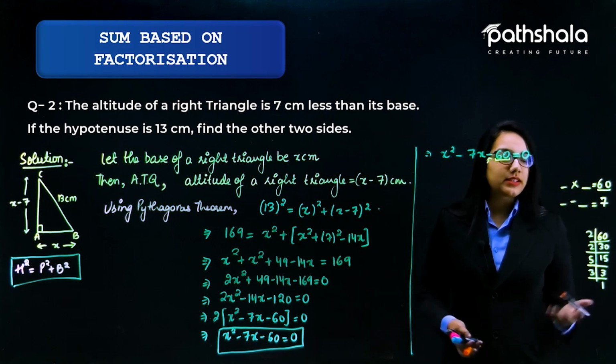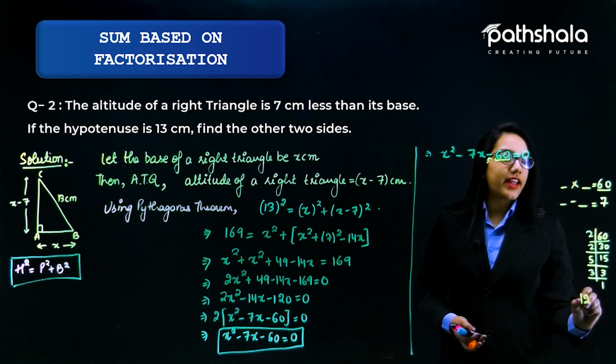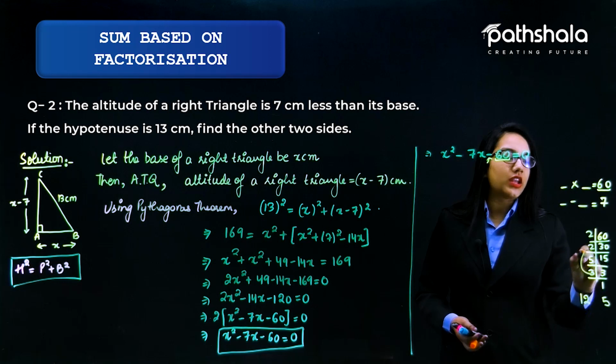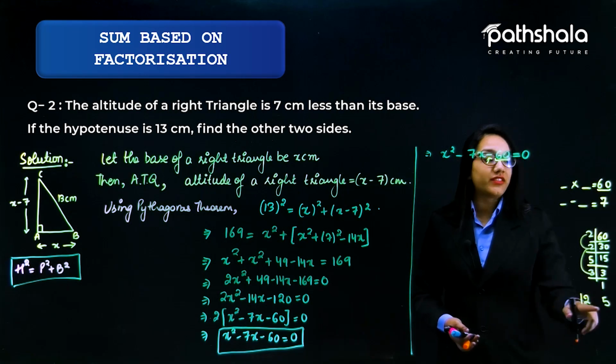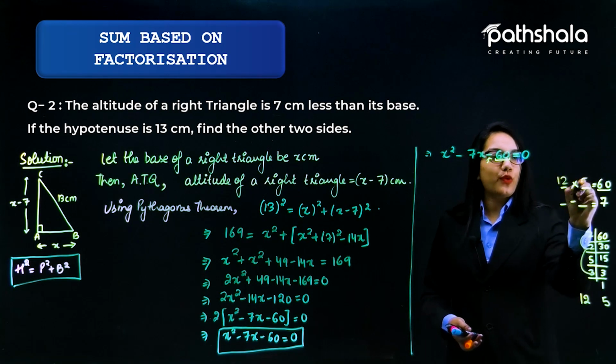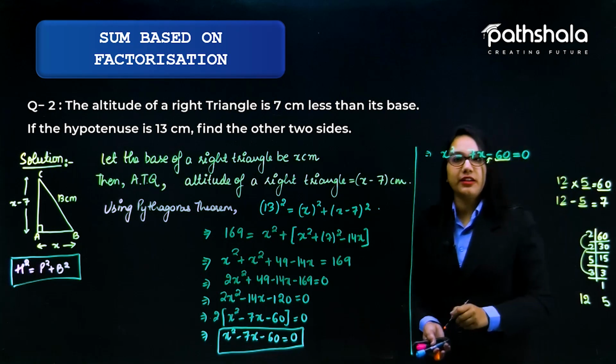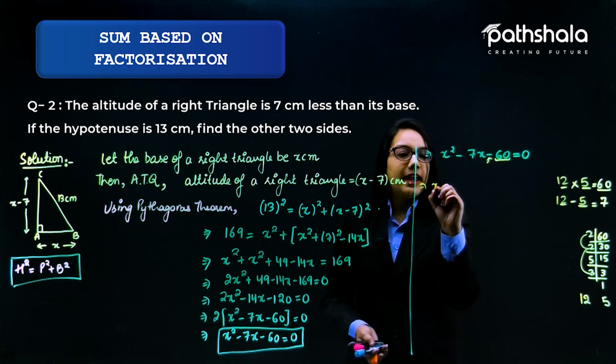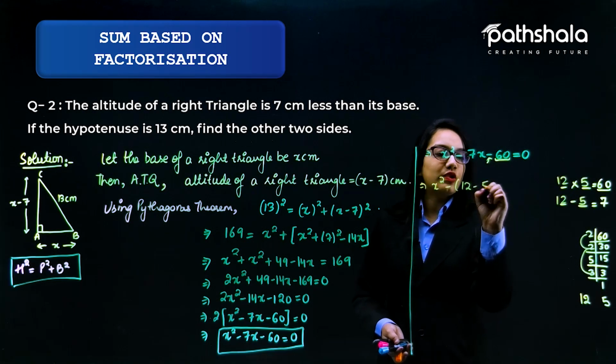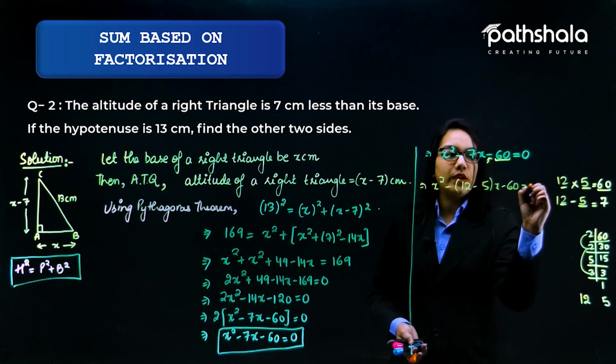Hence, the two numbers can be 12 and 5. As you can see over here, we have 3 into 2 is 6, 6 into 2 is 12, 12 and 5. So the multiplication of 12 and 5 is nothing but 60 and 12 minus 5 is nothing but 7. It means we can write this equation as x square minus 12 minus 5 of x minus 60 is equal to 0.